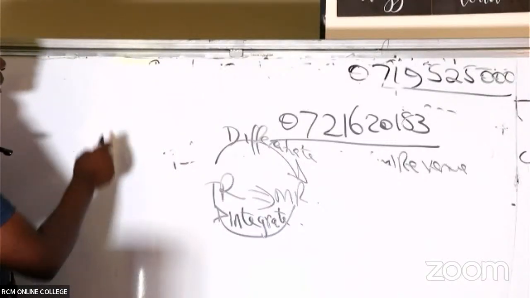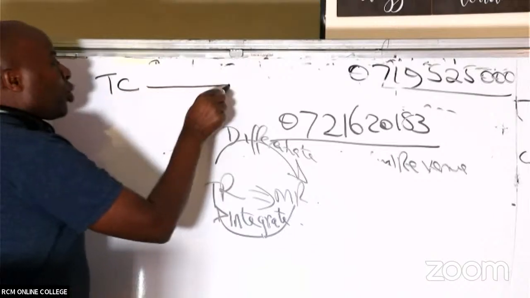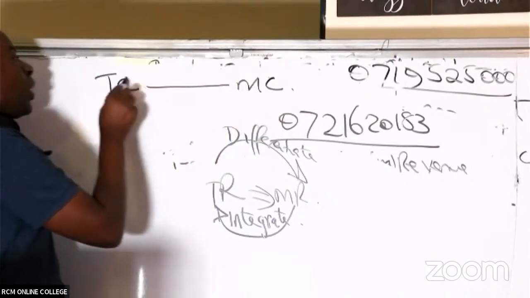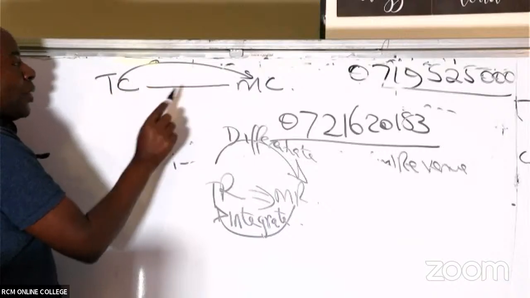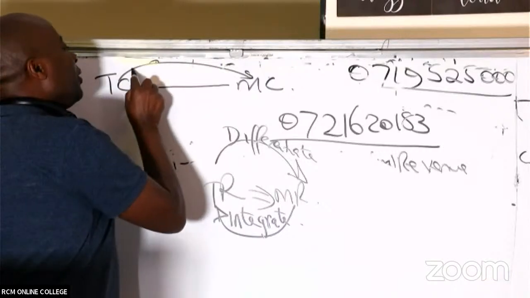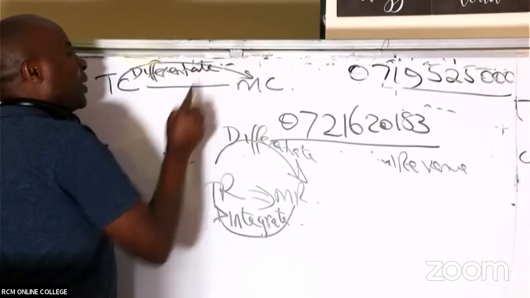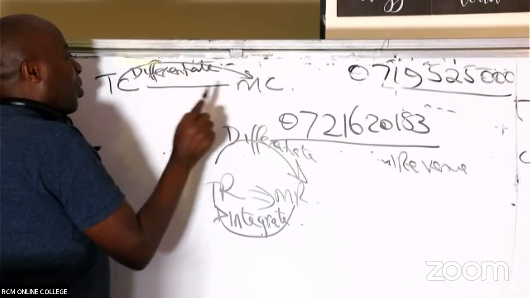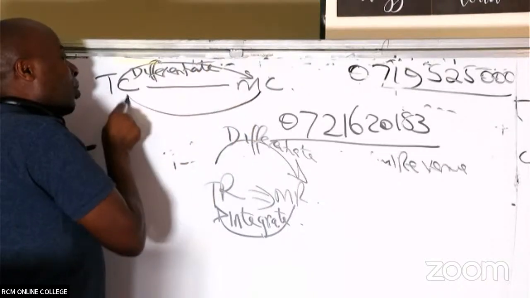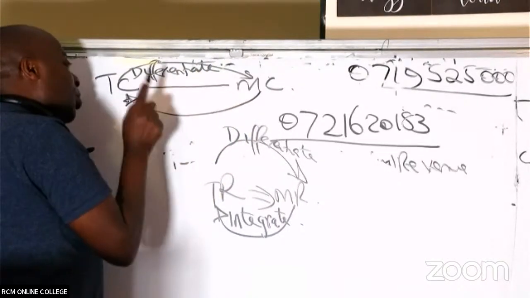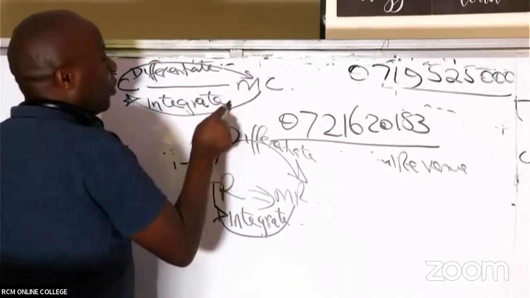Ladies and gentlemen, please remember the same is applicable to cost. Whenever you're given total cost and you want to get marginal cost, from totality to marginality, you shall always differentiate. And then from marginal cost to total cost, we shall always integrate.